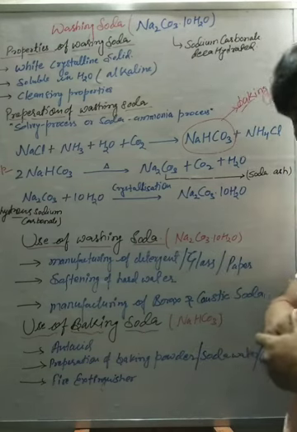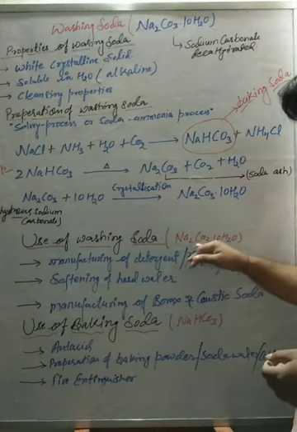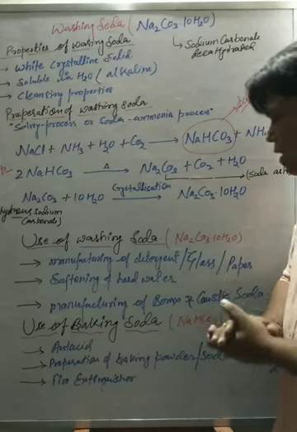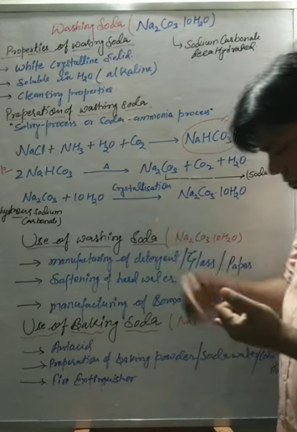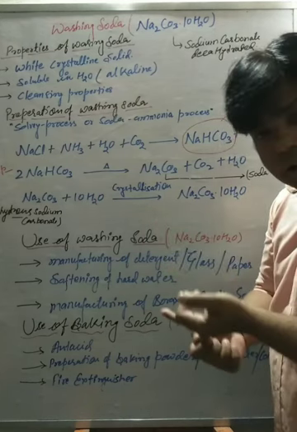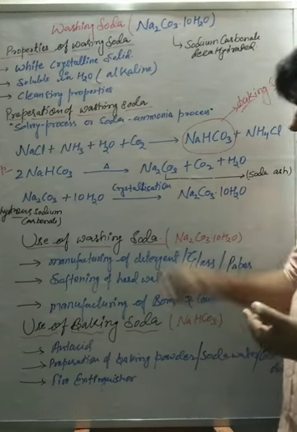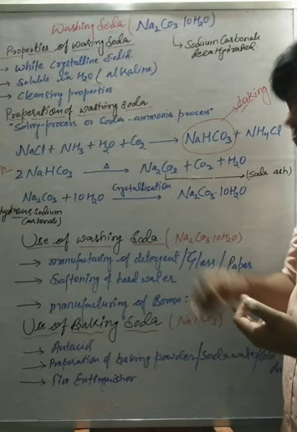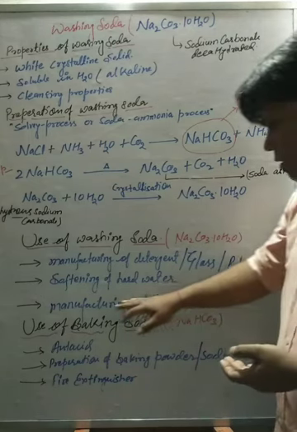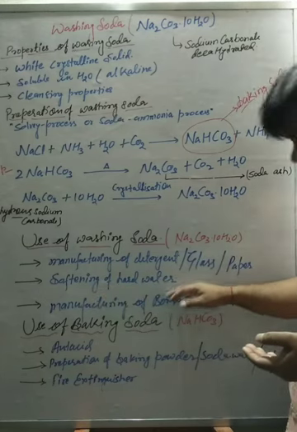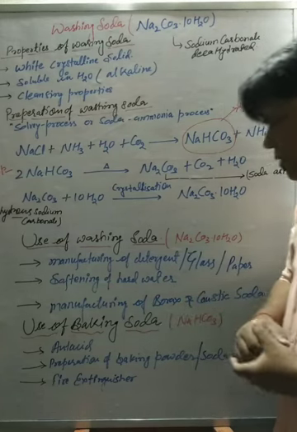Now, what is the use of washing soda? The washing soda formula is sodium carbonate decahydrate, Na2CO3·10H2O. It is mainly used in the preparation of detergent, manufacturing of glass and paper, right? And its major use is cleaning. It's used as a cleaning agent. Softening of hard water, manufacturing of borax and caustic soda like products.